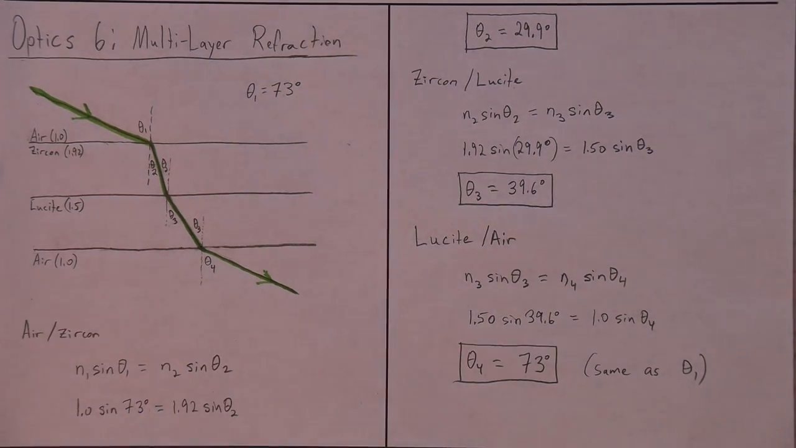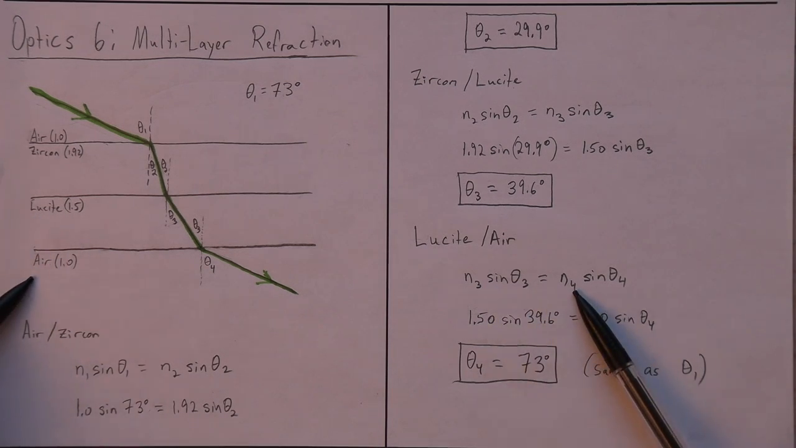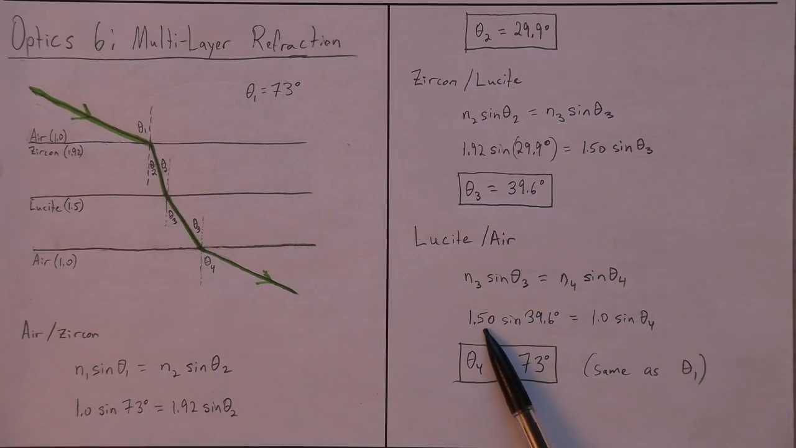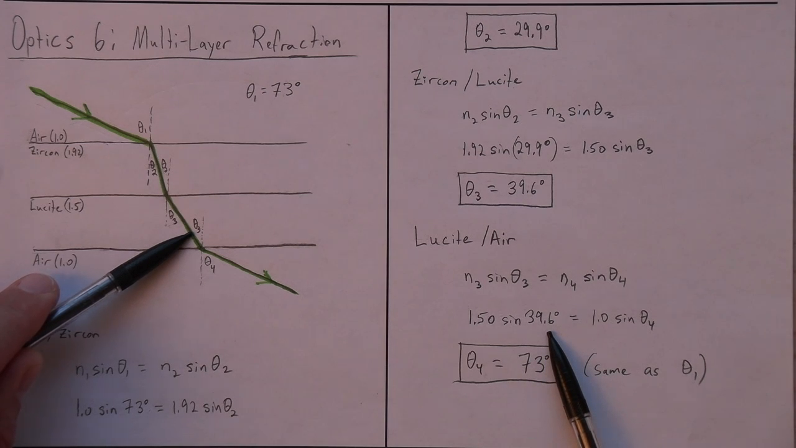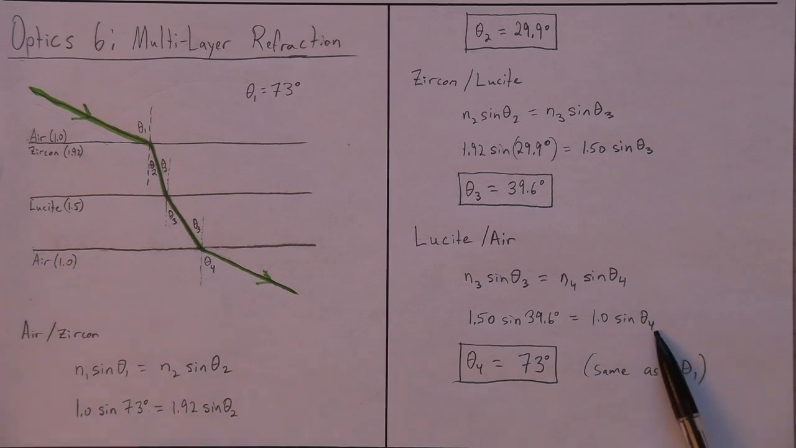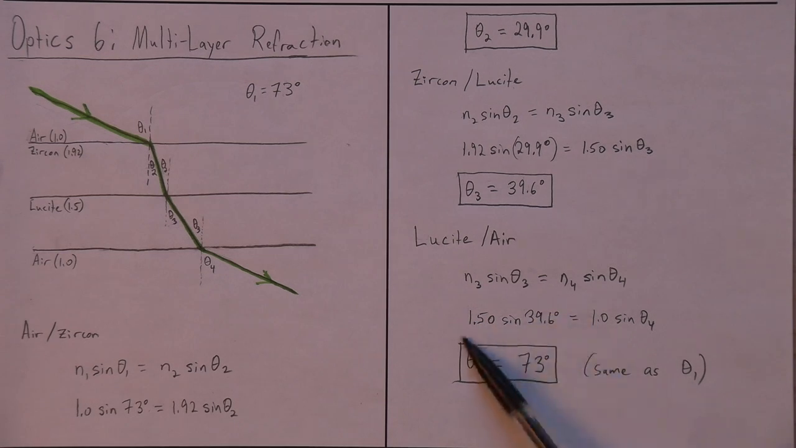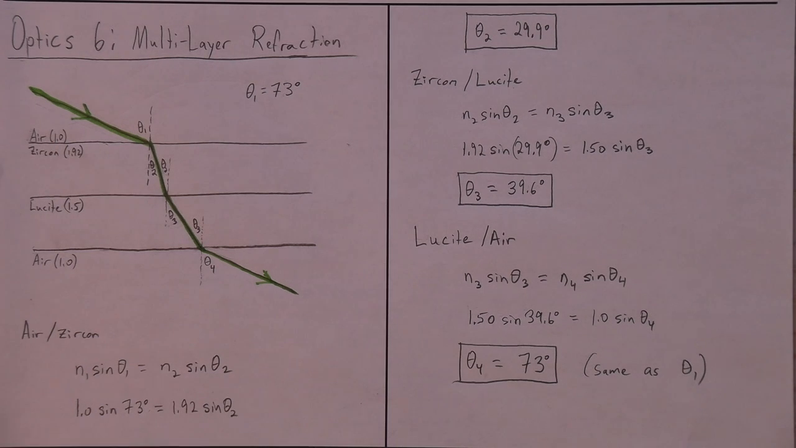But this time, we're between substance 3 and substance 4. So we put in the index of lucite, substance 3, and the angle in substance 3. We put the index in substance 4, and the angle in substance 4 is unknown. So we divide both sides by 1, we evaluate all this and do the inverse sine, and we get 73 degrees. Again, as I mentioned before, it's the same as this 73 here because we're returning to the same index.